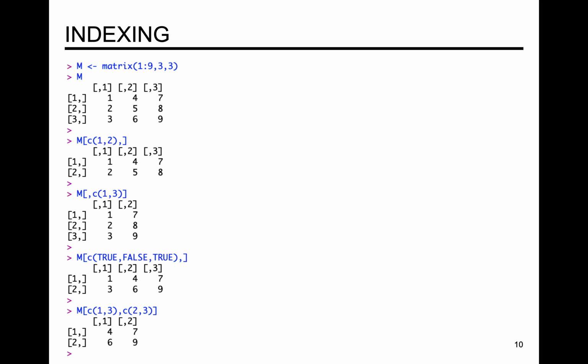I then type M square bracket, logical vector TRUE, FALSE, TRUE, comma. This is going to return the first and third rows of the matrix M. And in the last example, I type M square bracket, double vector 1, 3, comma, double vector 2, 3. This is going to grab the elements in positions 1, 2, 1, 3, 3, 2, and 3, 3. So it's a submatrix.